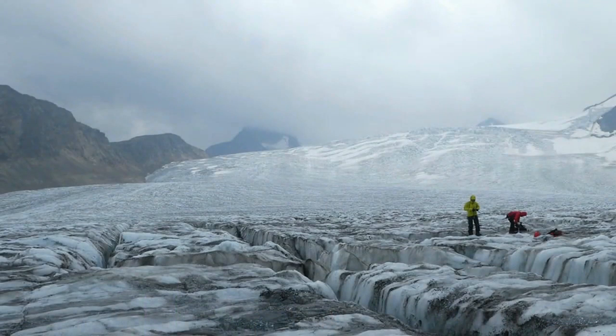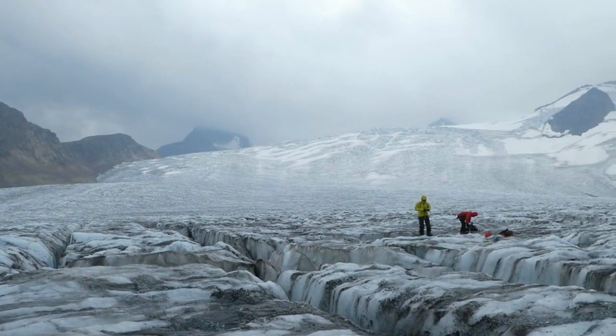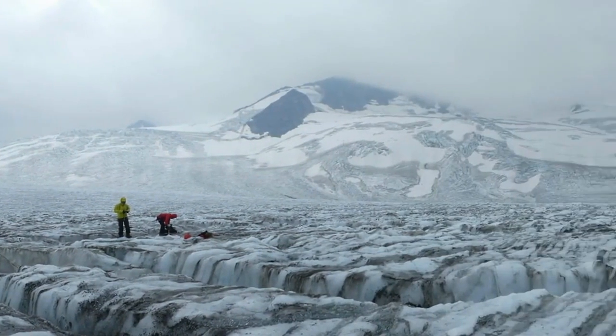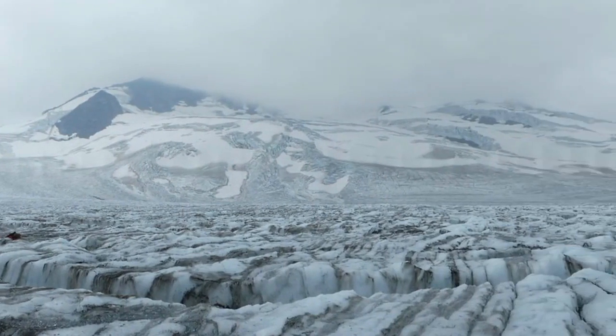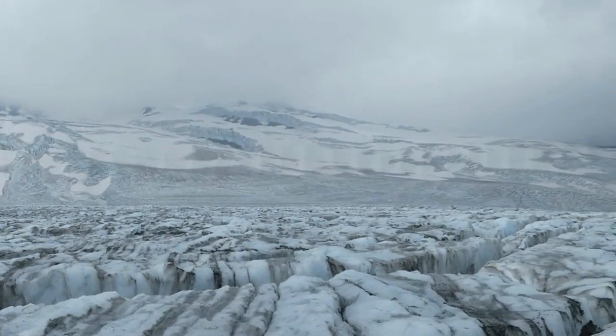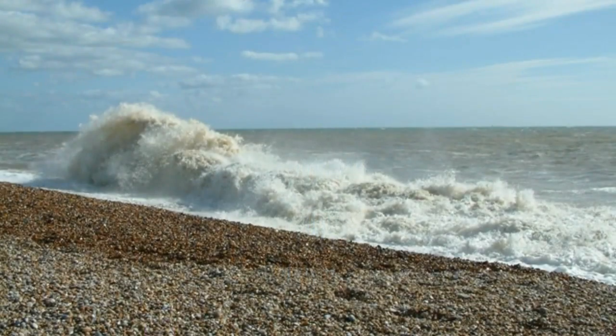Glaciers do a great job. This glacier, as we look all over it, you'll notice that it looks dirty, and that's because glaciers are full of sediment, everything from fine powder to massively large boulders. So glaciers do a great job of eroding or transporting material, as well as waves. When waves hit the shoreline, they usually don't hit directly at a perpendicular. They hit at an angle, and that moves the material along the shoreline.